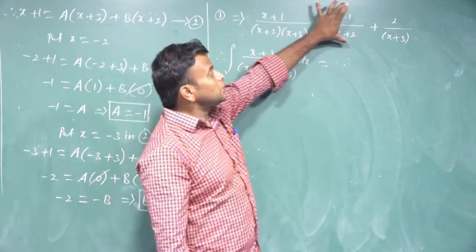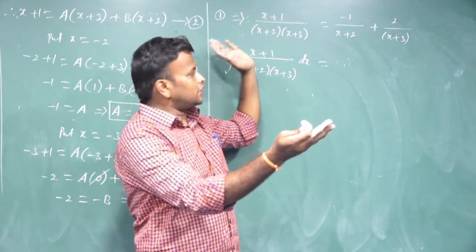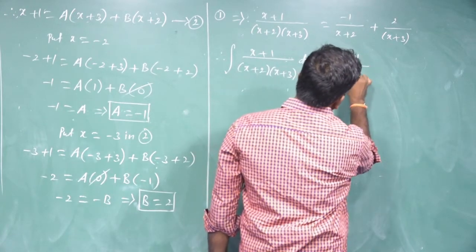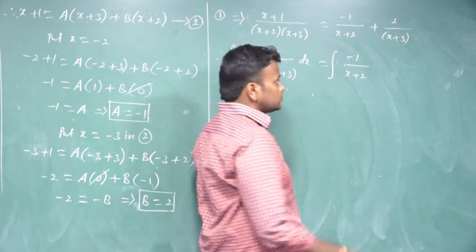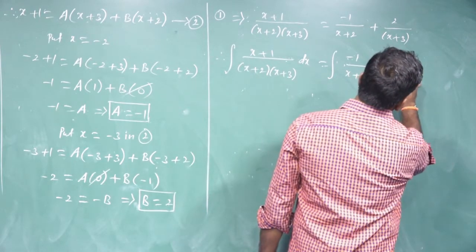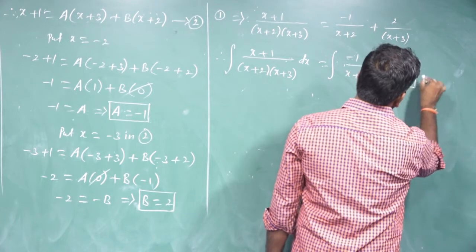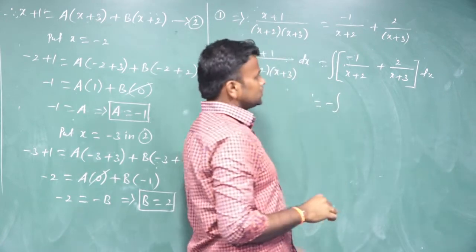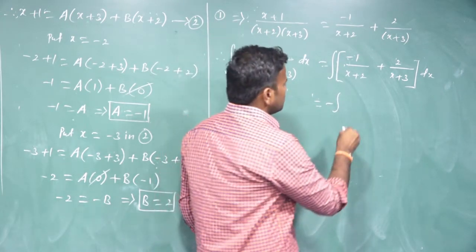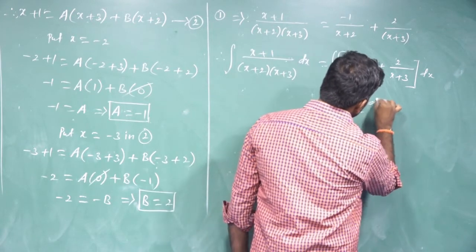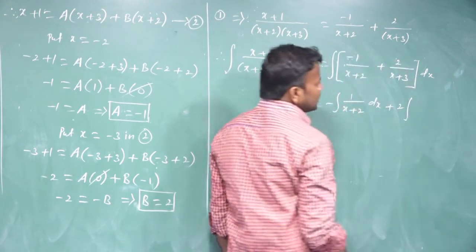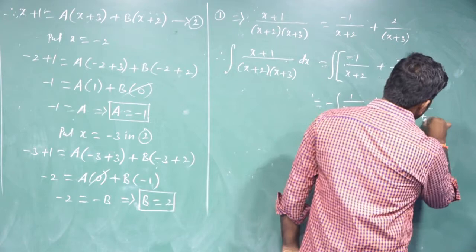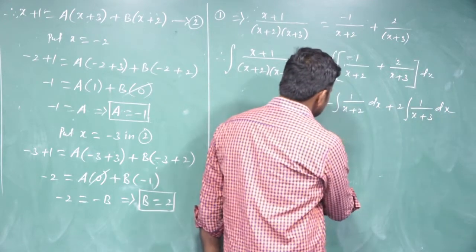So we split the given fraction partially; this is called a partial fraction. On the RHS also, the integration of minus 1 divided by x plus 2 plus 2 divided by x plus 3 into dx. So I split it into two integrations. I take outside the minus: minus integral of 1 divided by x plus 2 into dx. In the second term, the constant 2 is there, so I take 2 outside: 2 times the integral of 1 divided by x plus 3 into dx.